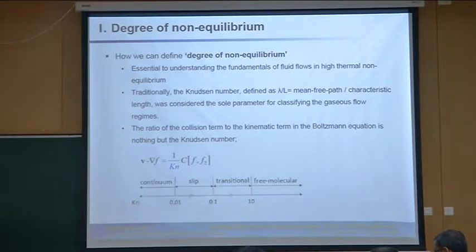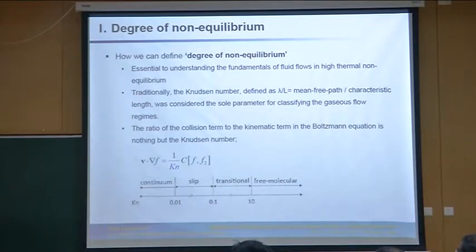Like turbulence, with a high Reynolds number, you expect turbulence. A similar thing you can think of for the RNG. So, essential to the fundamentals of gas flow in highly non-equilibrium conditions. As I explained before, the Knudsen number is the natural quantity to indicate the degree of non-equilibrium, but not necessarily the only one.